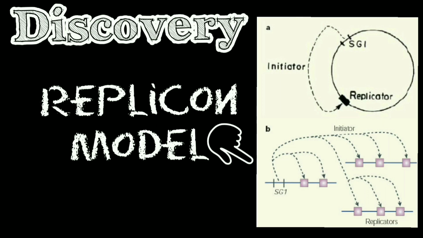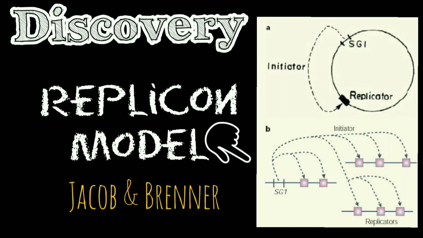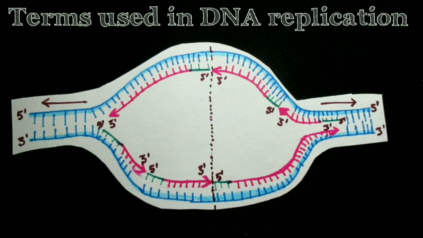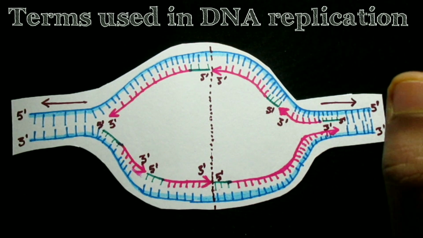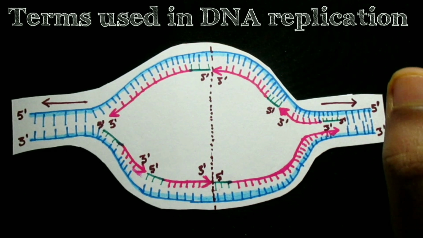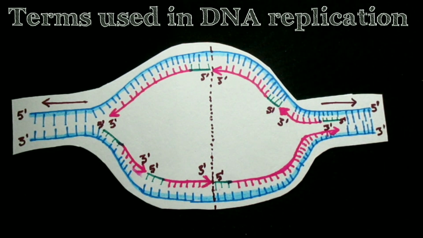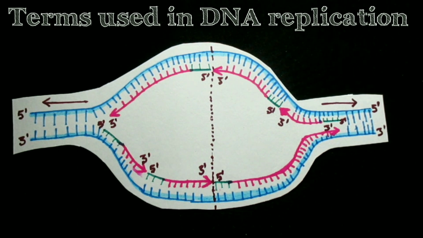It has been more than 50 years. The replicon model was originally proposed by Jacob and Brenner. I think the concept of the origin of this process is still evolving. As the E. coli genome is circular, based on that configuration, there are a few terms we need to learn before we discuss the whole process. These are the terms, and we are going to know about each of them.